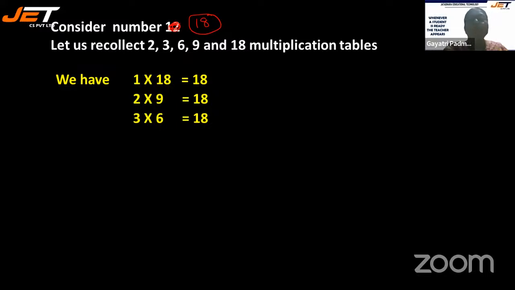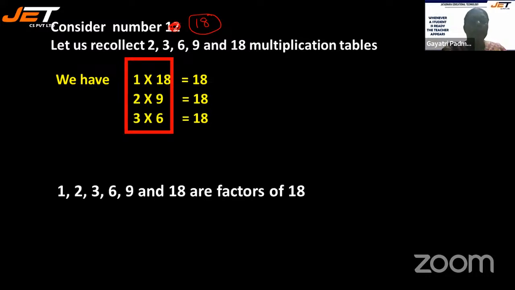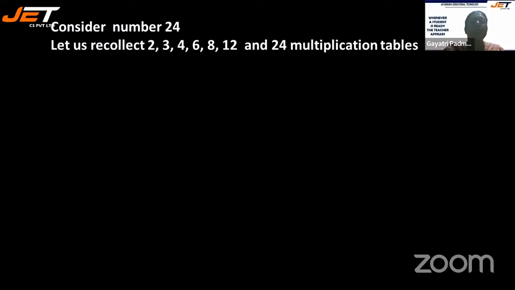Yeah. So if we see here, in the 2, 3, 6, 9 and 18 multiplication tables, you will have 1 18s are 18, 2 9s are 18 and 3 6s are 18, isn't it? Therefore, 1, 2, 3, 6, 9 and 18 are the factors of 18. All right. Now we are considering the number 24.